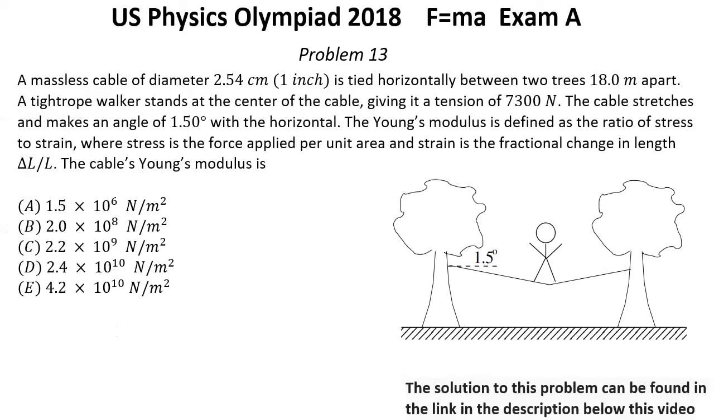Problem number 13. A massless cable of diameter 2.54 centimeters, which is 1 inch, is tied horizontally between two trees 18 meters apart. A tightrope walker stands at the center of the cable, giving it a tension of 7,300 newtons. The cable stretches and makes an angle of 1.5 degrees with the horizontal.